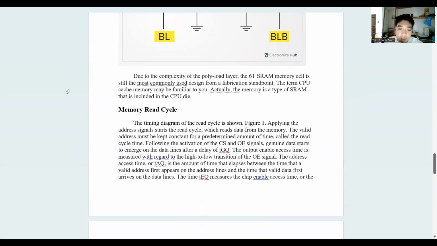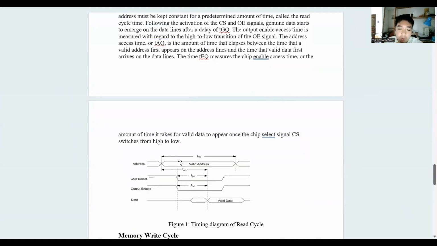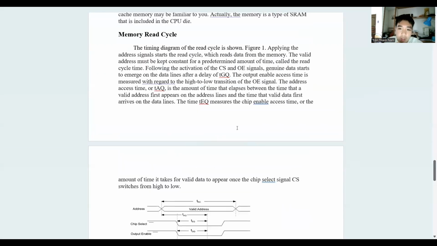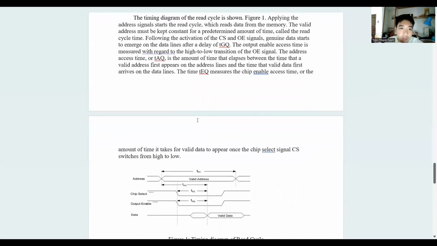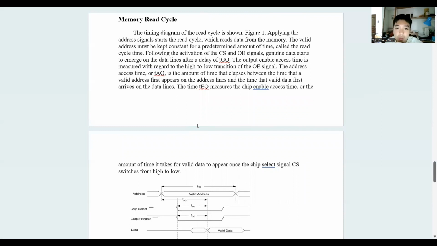The timing diagram of the read cycle is shown here in figure 1. Applying the address signal starts the read cycle, which reads data from memory. The valid address must be kept constant for a predetermined amount of time, the read cycle time, following the activation of the CS and OE signals. The requested data starts to emerge on the data line after a delay of TGQ.